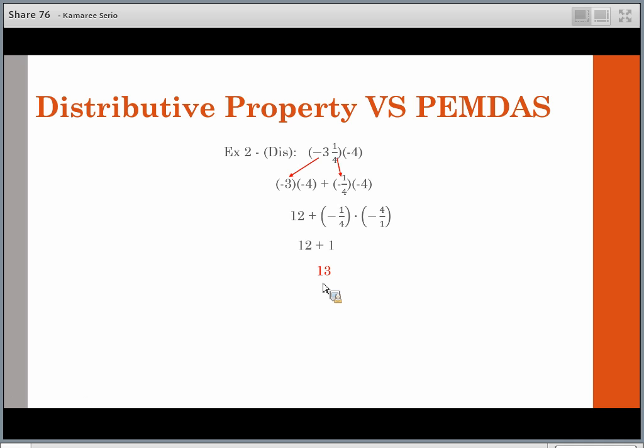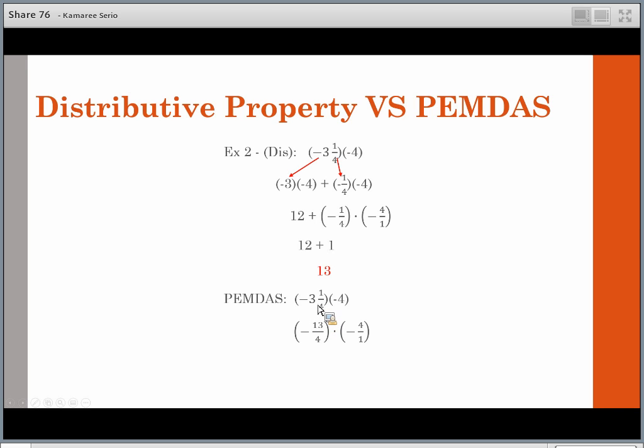Okay. Now we're going to solve the same exact problem, but using PEMDAS. So since I'm using PEMDAS here, I just need to multiply these two numbers together. However, before I can multiply this number first, I need to change this to a mixed number. Sorry, an improper fraction. This is a mixed number.